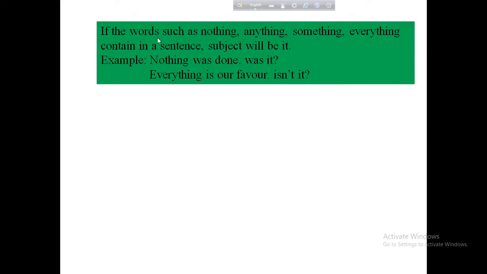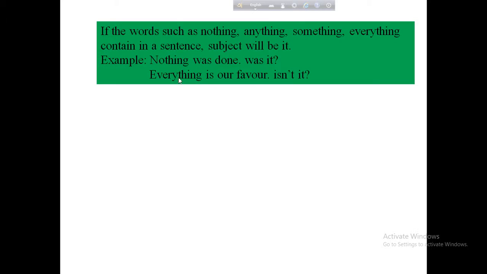If words such as nothing, anything, something, everything are contained in a sentence, the subject will be it. That means anything will take the subject it. Nothing was done, was it? Here also, look, the tag part is affirmative. Why? Because here nothing was done. That means the statement is negative. So the tag will be affirmative.